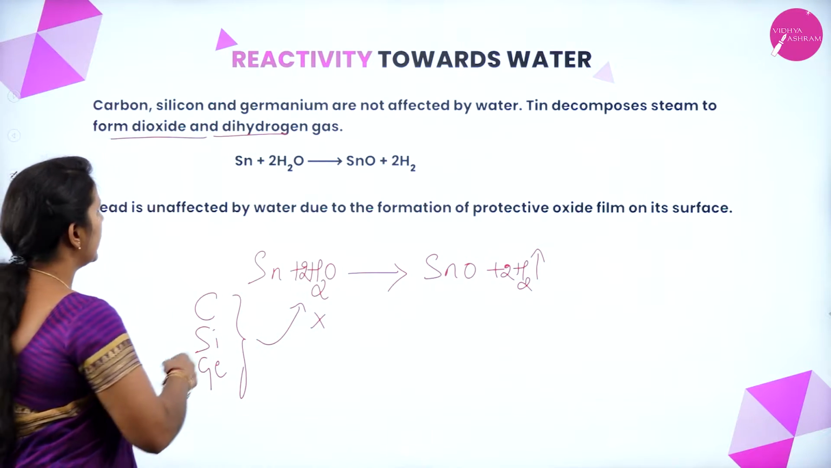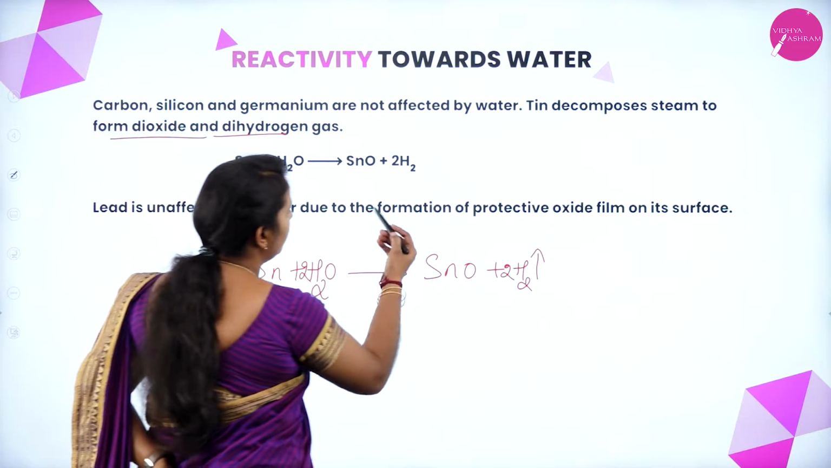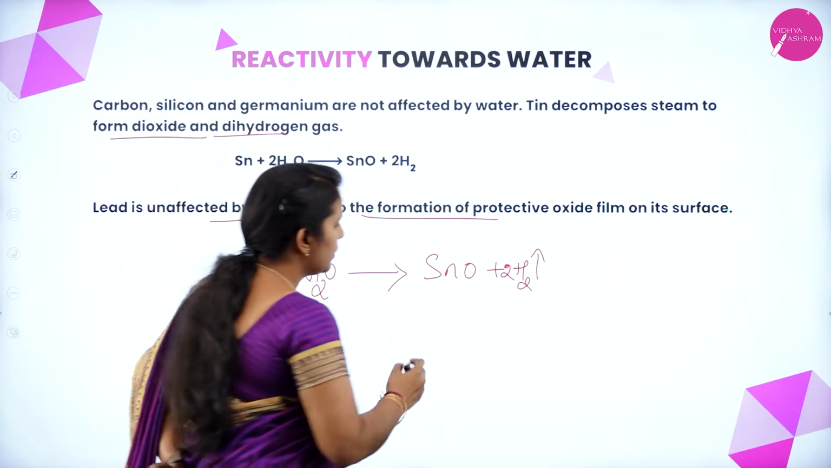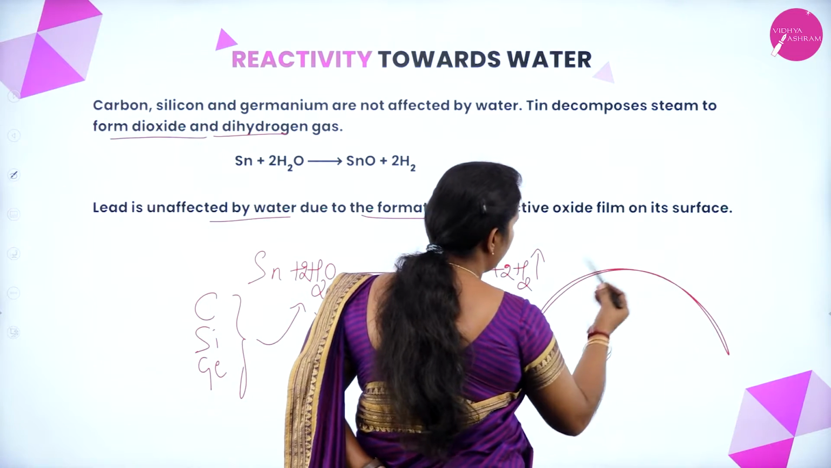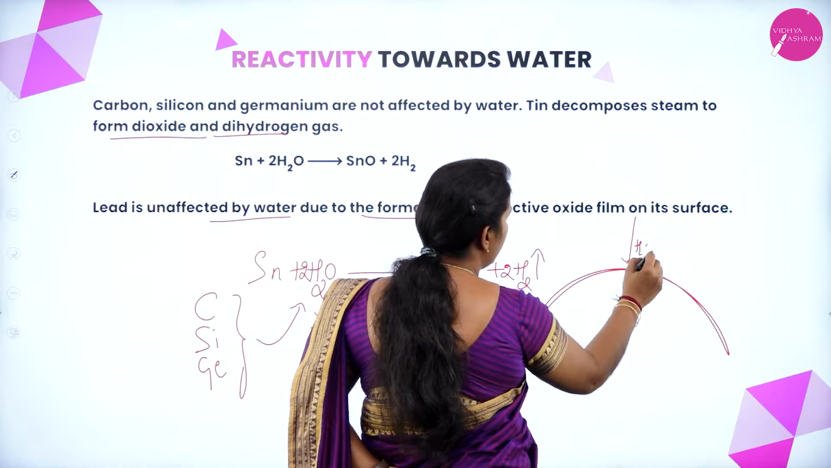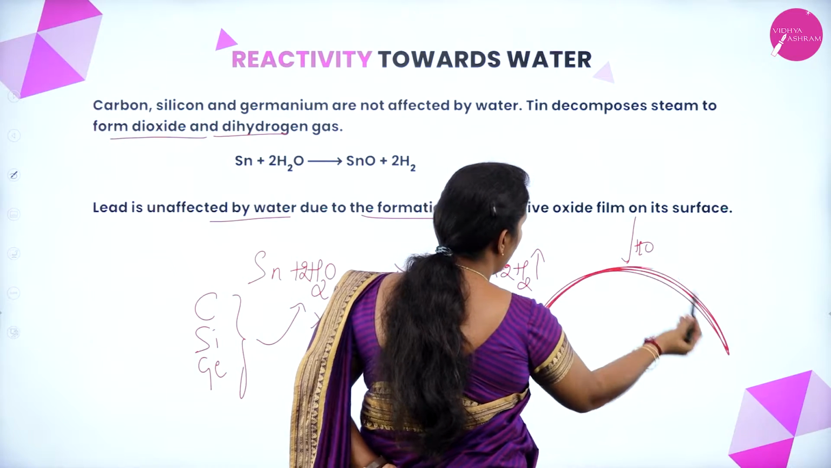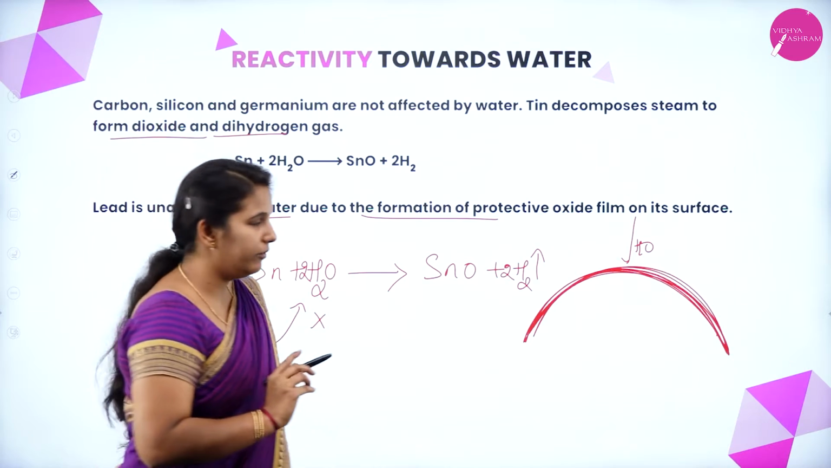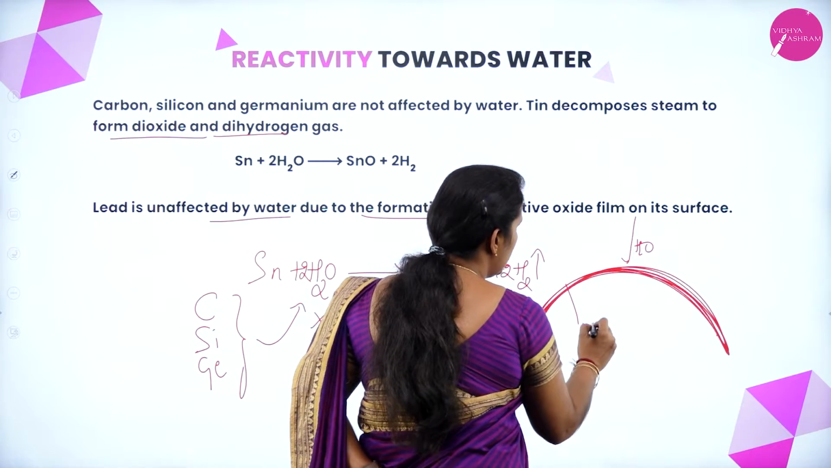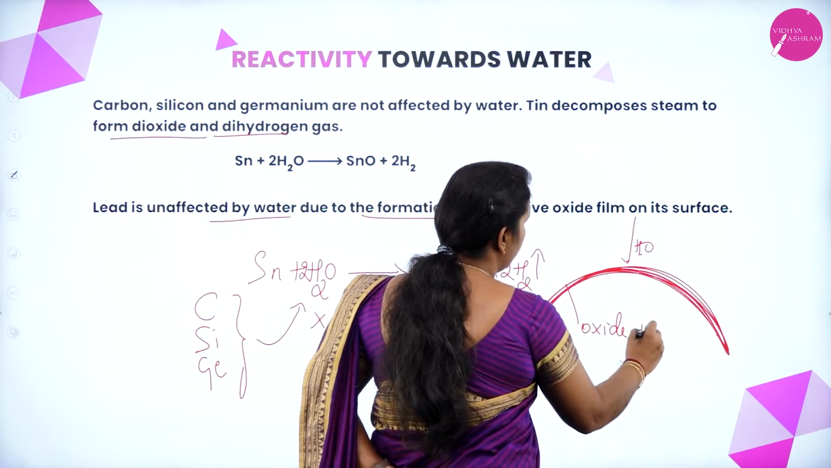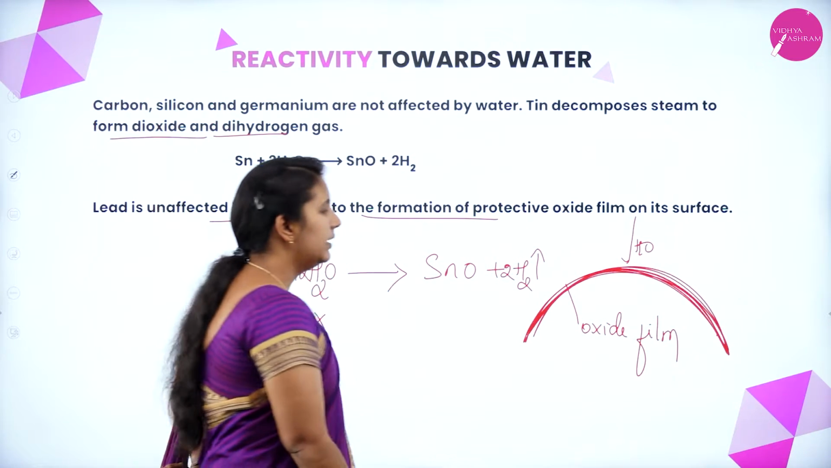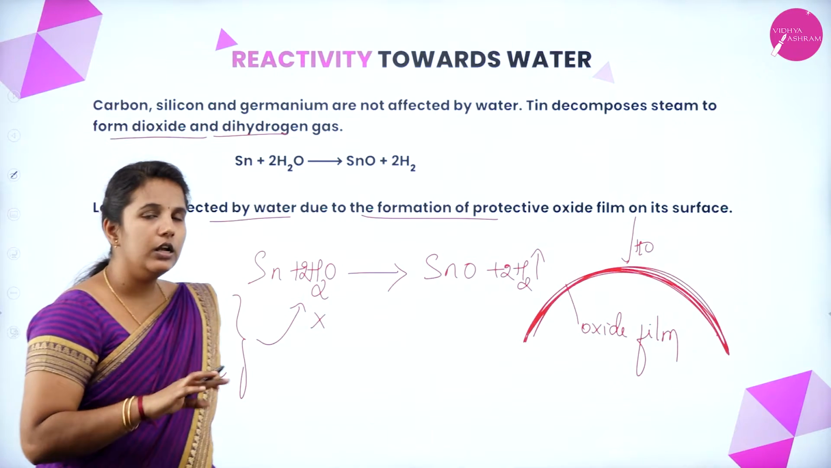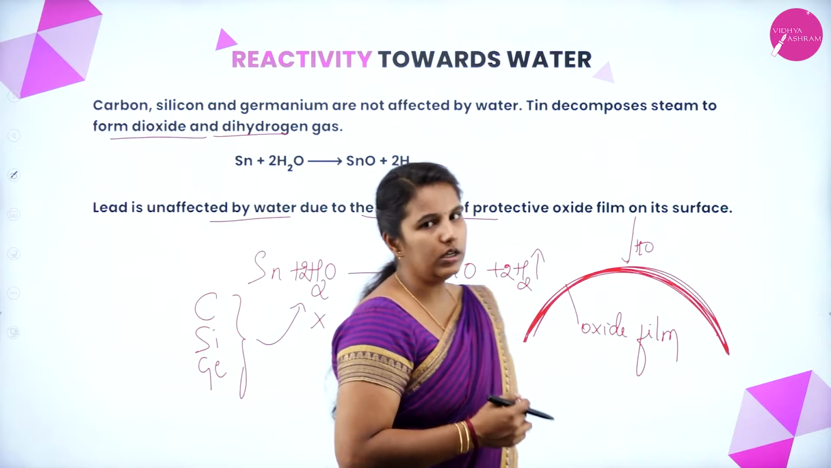Lead is also unaffected by water. This is due to the formation of a protective oxide film on its surface. So if lead is attacked by water, it forms what? A protective thin film, that is nothing but the oxide film which has been formed. This will not allow the lead metal to react with the water molecules.